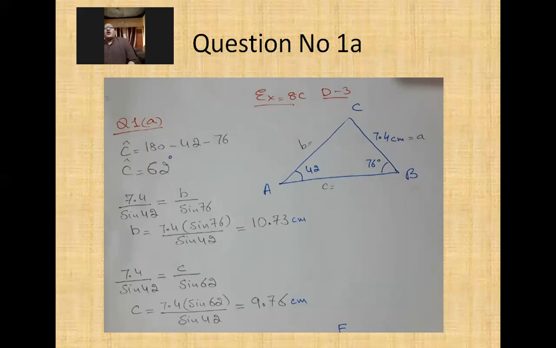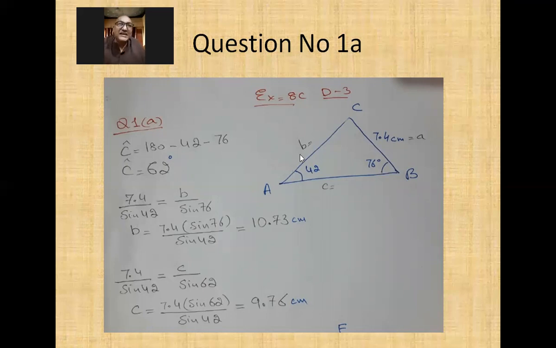Once you know all the three internal angles, we can find the sides by using the sine law. This side is opposite to 42, and if you want to find B, it is opposite to 76 degrees. So in the sine law, I can write 7.4 divided by sine 42 equals B divided by sine 76. If I make B alone, this sine 76 will go to the other side and multiply. So we will have 7.4 multiplied by sine 76 divided by sine 42, and you will get 10.73 centimeters.